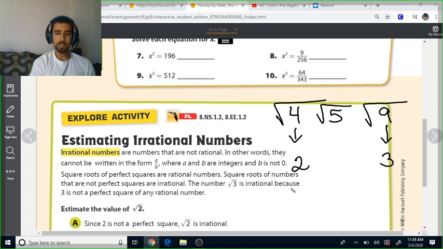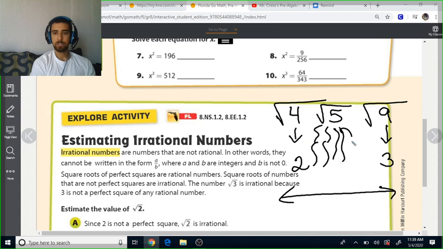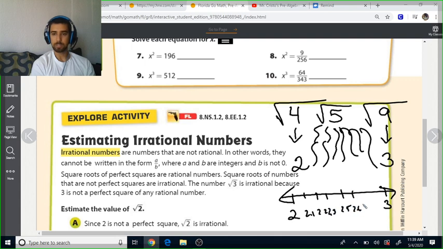So that means this number has to be somewhere in between 2 and 3. So let me make a number line here. 2, and then 3 is over here. So then I have 2.1, 2.2, 2.3, 2.4, and then comes 2.5, 2.6. I don't have a lot of space, so 2.7, 2.8, 2.9.